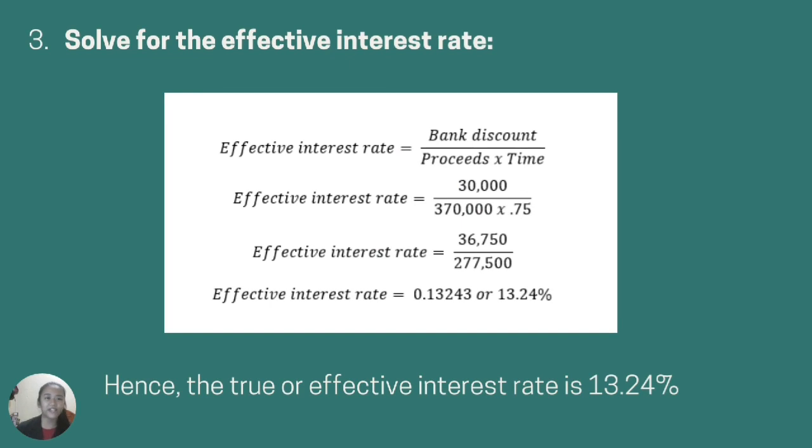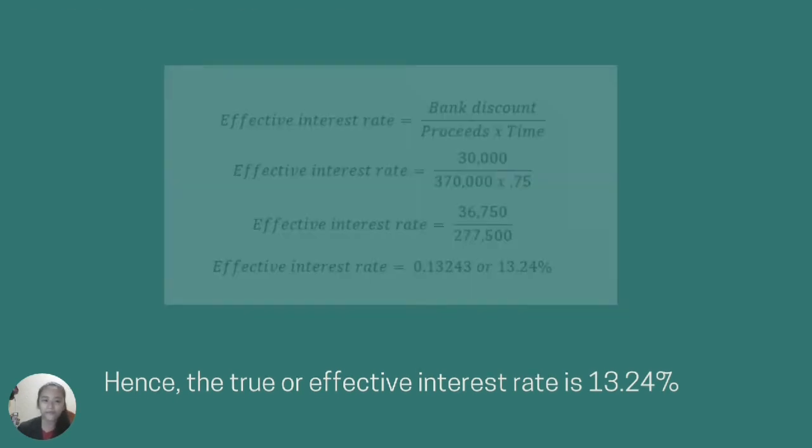For the last step, we solve for the effective interest rate, which equals bank discount over proceeds times time. Substituting the given, 30,000 over 370,000 times 0.75, so the effective interest rate equals 30,000 over 277,500. It is from the 370,000 times 0.75. Now we came up with the answer: effective interest rate equals 0.1081 or 10.81%. Hence, the true or effective interest rate is 10.81%.